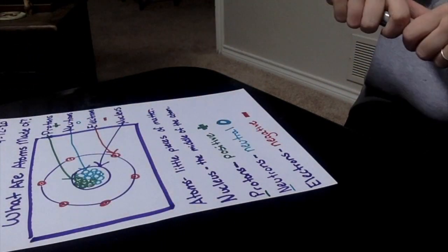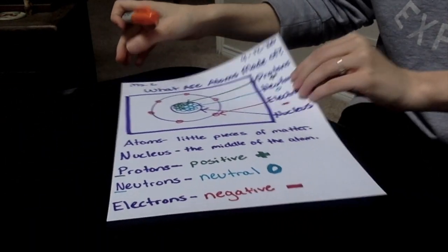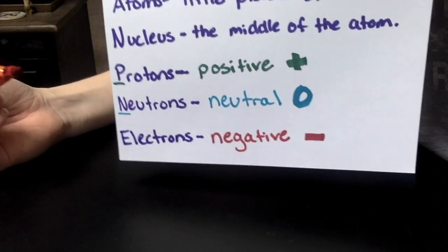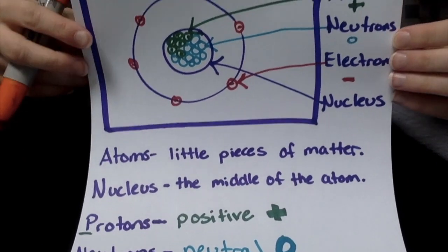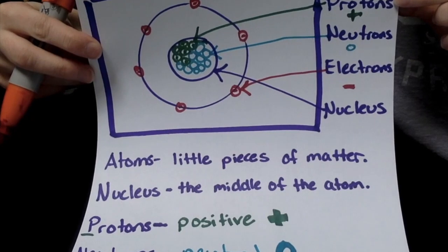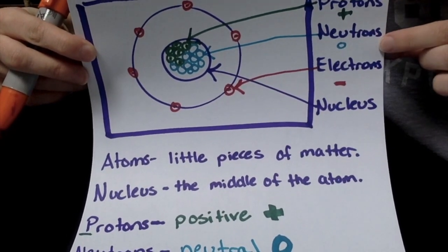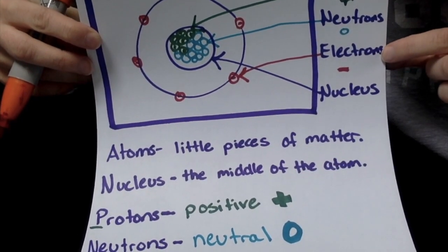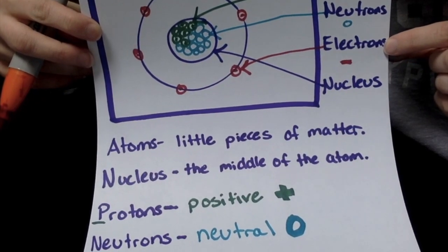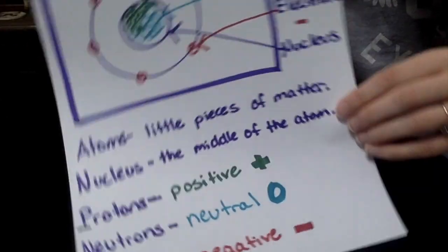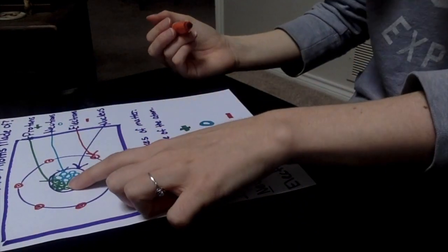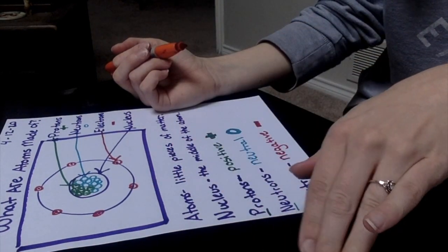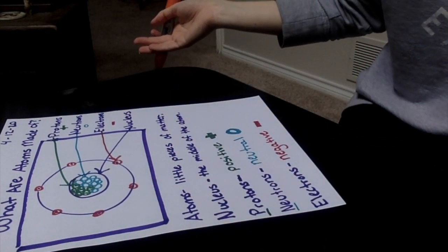I want you to go back to the word nucleus. Which ones of these parts of the atoms are in the nucleus? You can look at your picture. Are protons in the nucleus? Are neutrons in the nucleus? Are electrons in the nucleus? I see protons and neutrons in the nucleus, but it looks like the electrons are not. They are outside of the middle.